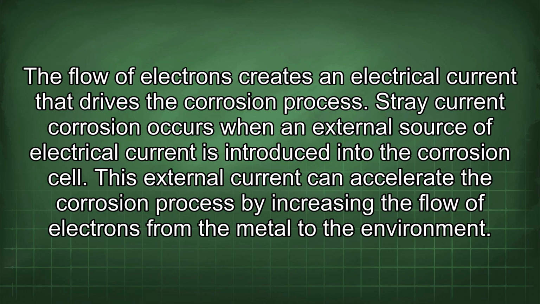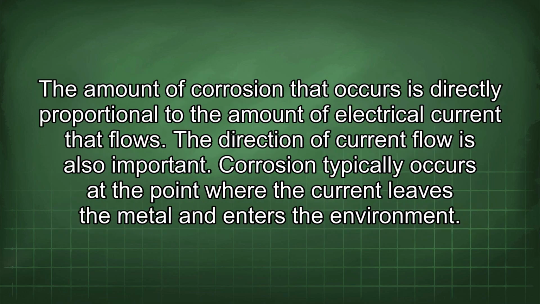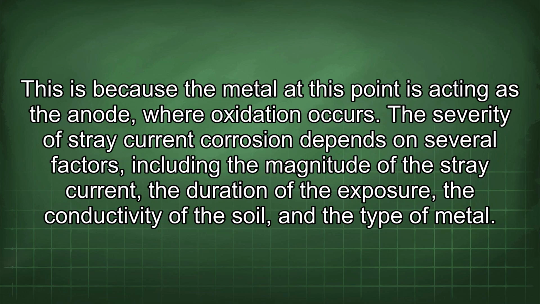Stray current corrosion occurs when an external source of electrical current is introduced into the corrosion cell. This external current can accelerate the corrosion process by increasing the flow of electrons from the metal to the environment. The amount of corrosion that occurs is directly proportional to the amount of electrical current that flows. The direction of current flow is also important. Corrosion typically occurs at the point where the current leaves the metal and enters the environment. This is because the metal at this point is acting as the anode, where oxidation occurs.